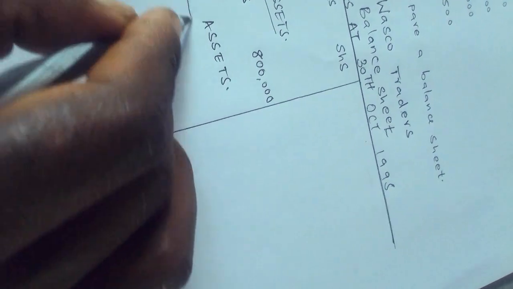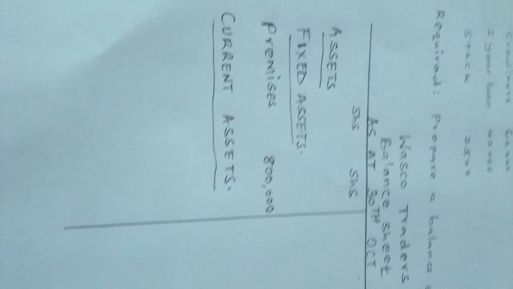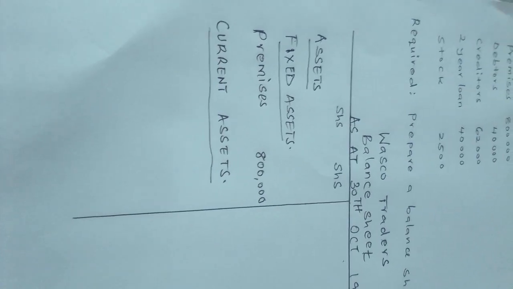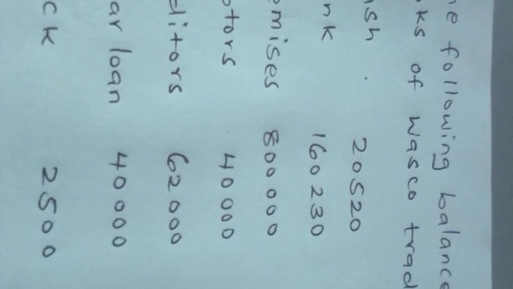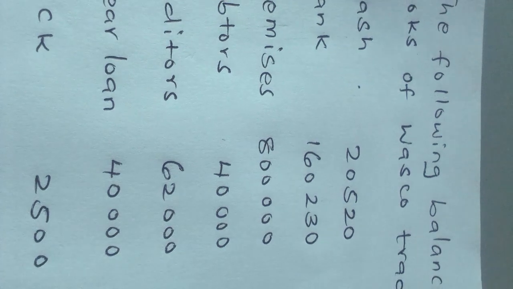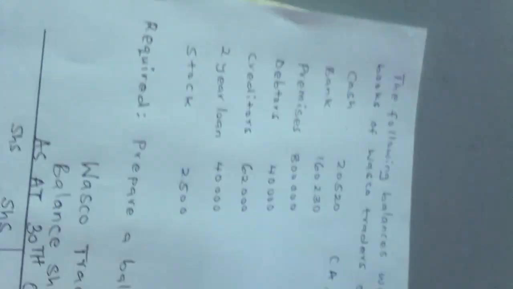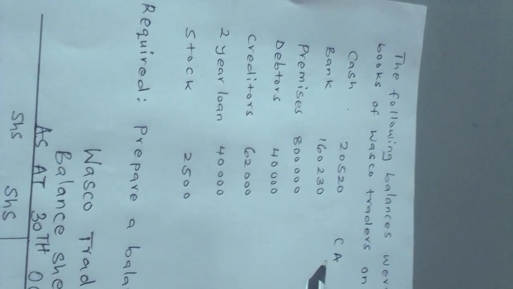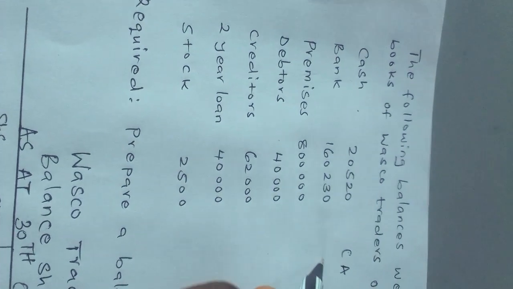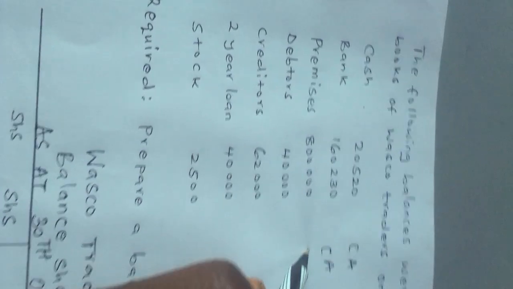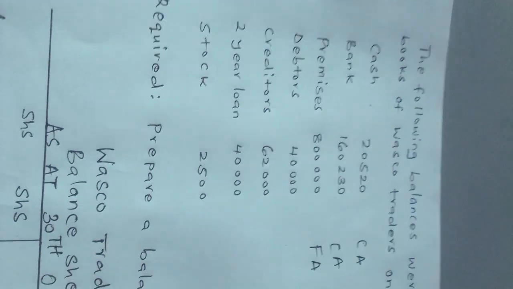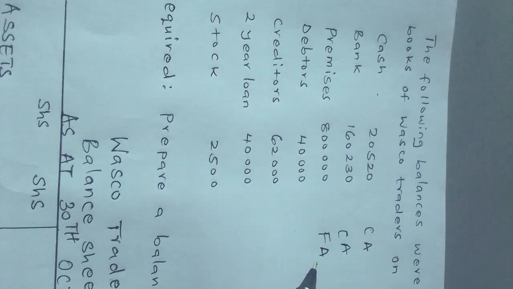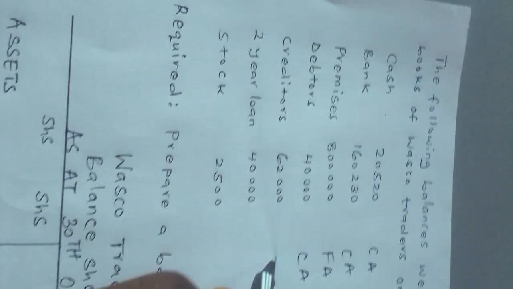Now, when you want to arrange the assets, you must start with the most permanent asset, and in this case, it is stock. You write stock, and the stock is the most permanent asset. Because we have current assets, you write their values down here. For the stock, we actually have 2,500.